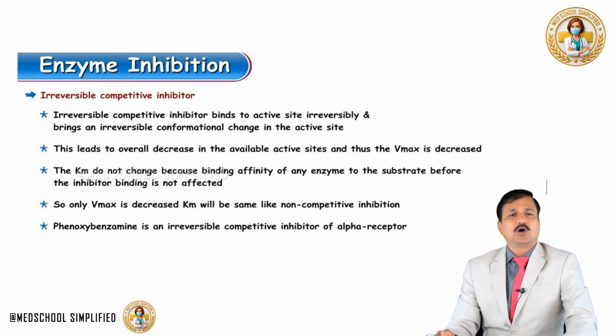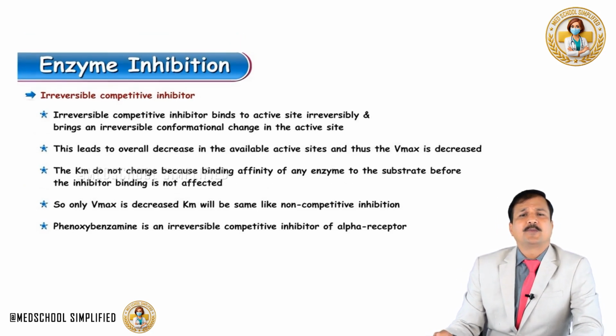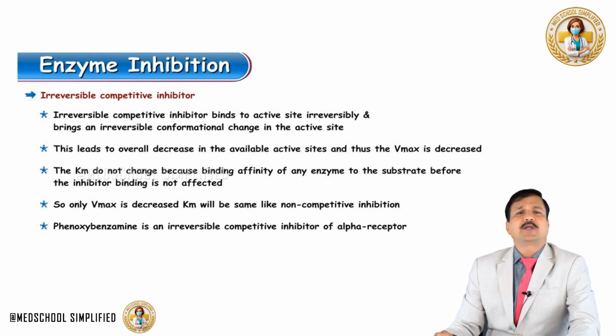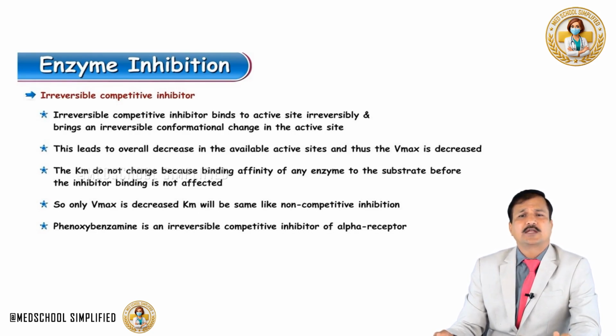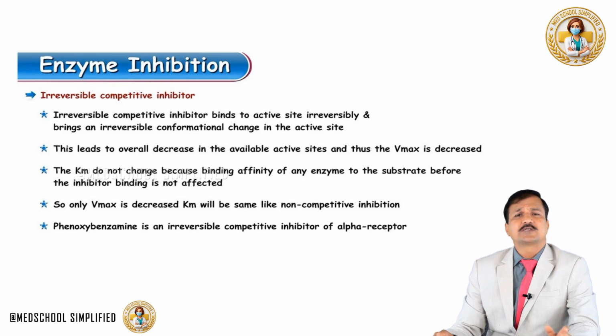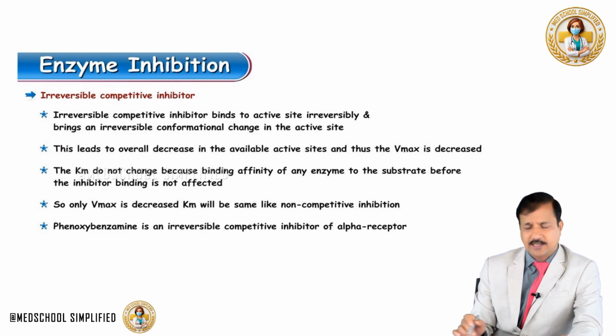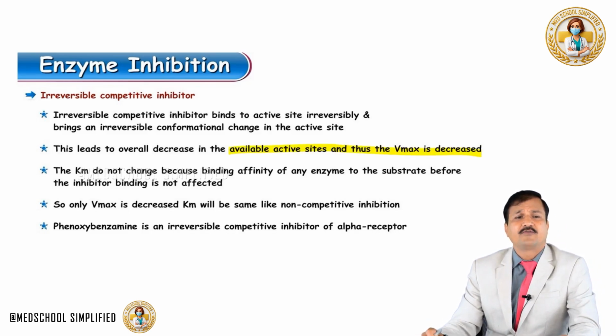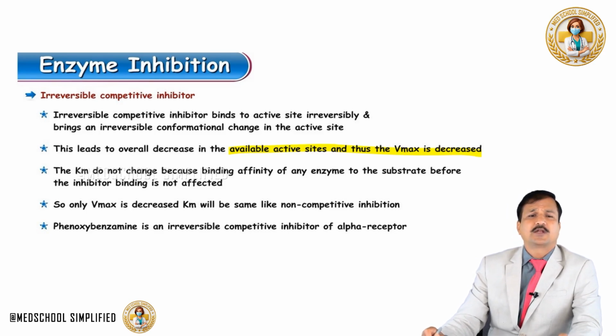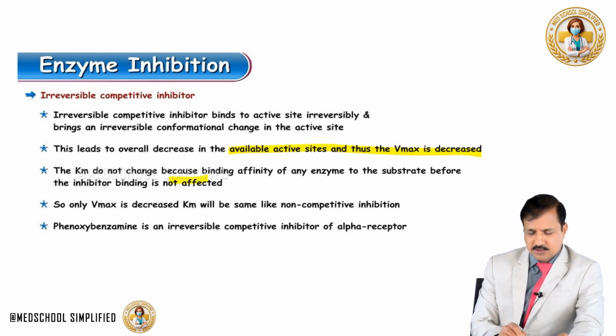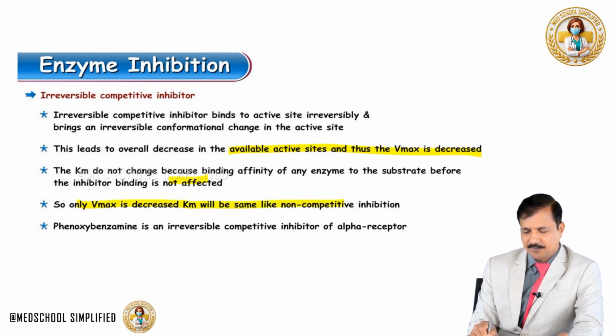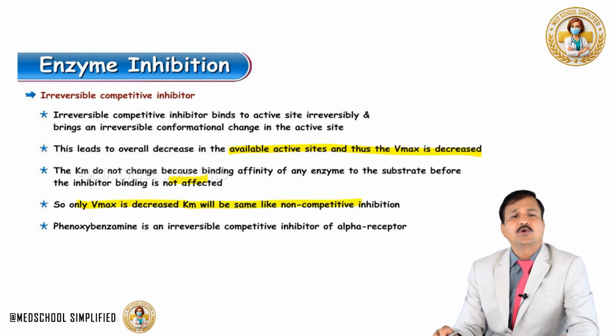Now let's get a little more into the irreversible competitive inhibitor. An irreversible competitive inhibitor binds to the active site irreversibly and brings an irreversible conformational change in the active site of an enzyme, and this leads to an overall decrease in the available active sites. Thus it decreases the Vmax of an enzyme. Km does not change because the binding affinity of the enzyme to the substrate before the inhibitor binding is not really affected. So only Vmax decreases, and Km remains the same, like non-competitive inhibition.